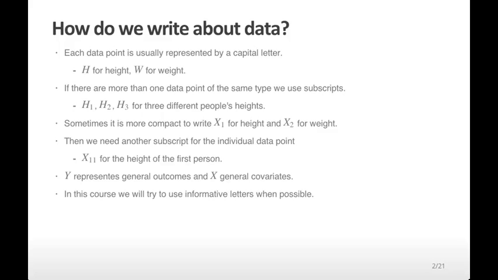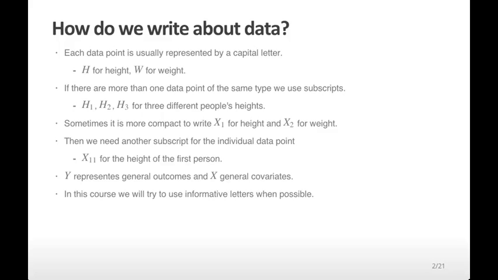Each data point is usually represented by a capital letter, and we try to make these letters representative when possible. So for example, you use a capital H for height or a capital W for weight. If there are more than one data point of the same type, we use subscripts. So for example, if we have three different people's heights, we might label them H with the subscript 1, H with the subscript 2, and H with the subscript 3. In general, when we're writing about the mathematics of data analysis, it might be more compact to write x sub 1 for height and x sub 2 for weight.